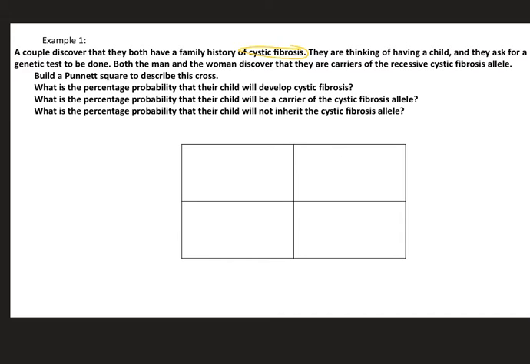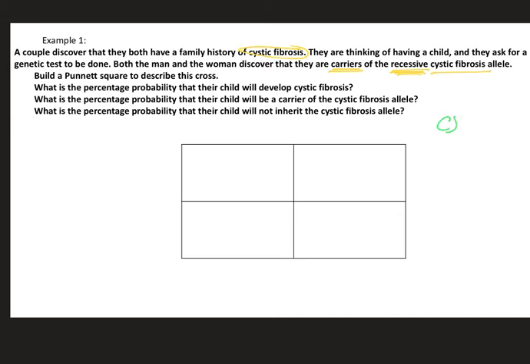It says we have a couple, they're looking at having a child, but there is a history of cystic fibrosis. So we need to make sure we do a cross. Both the man and the woman discover that they are carriers for the recessive, a really important concept here, cystic fibrosis allele. So before you start your Punnett square, list what you know from the question. So here's what we know.